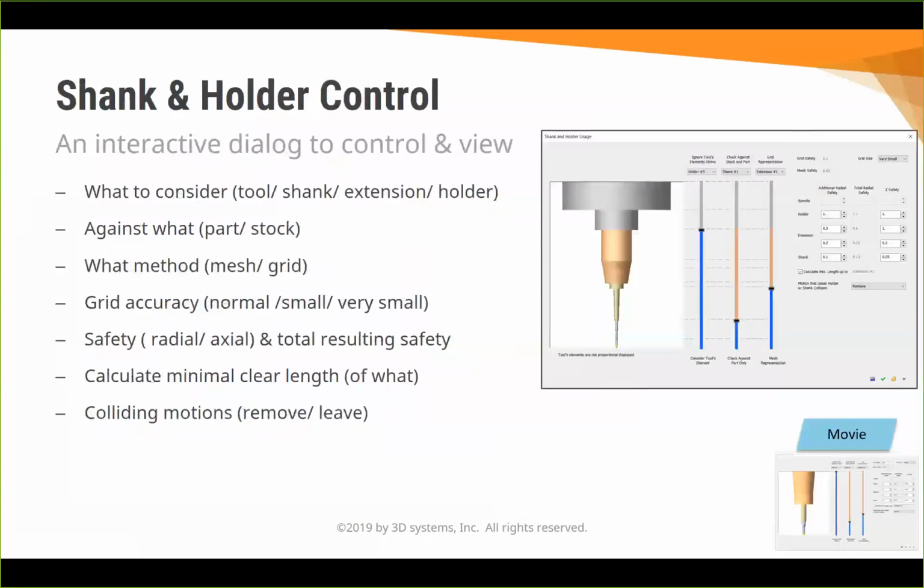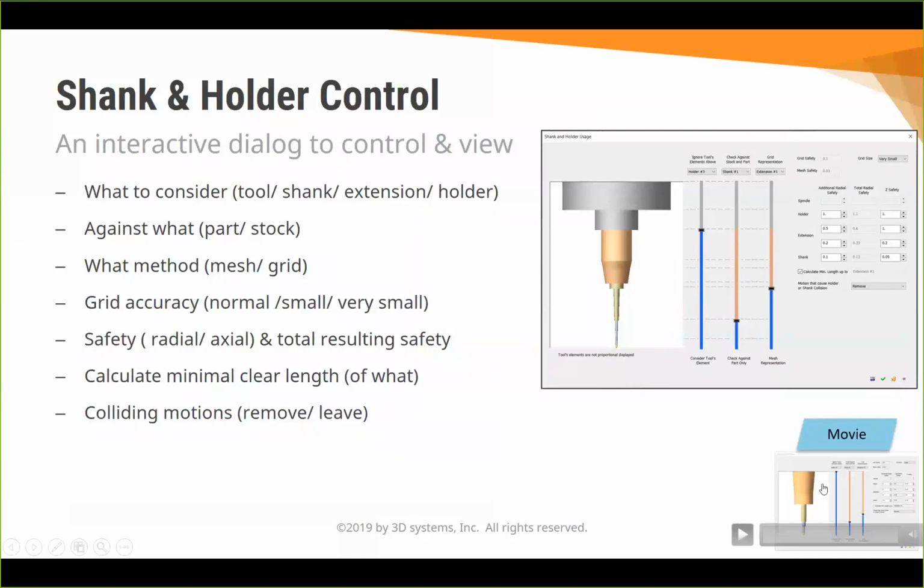Next one is the shank and holder control. This is a dialogue which is more than a dialogue. It is an interactive dialogue where the user can control which components are to be checked and which are not, what to check against what, whether I want to check just the part or against the part and stock, and the method of checking, whether it is a mesh or a grid, and what is the accuracy of the grid.